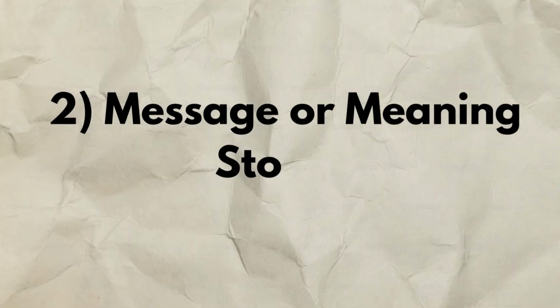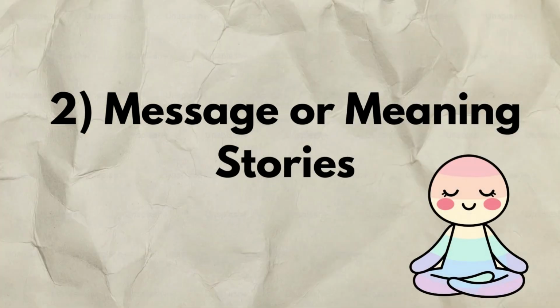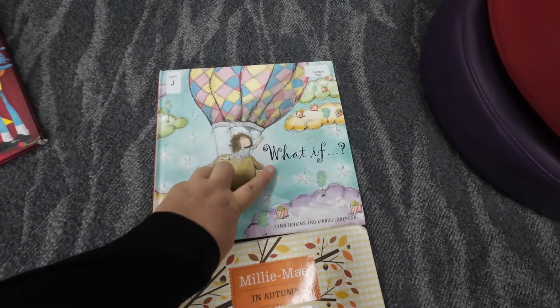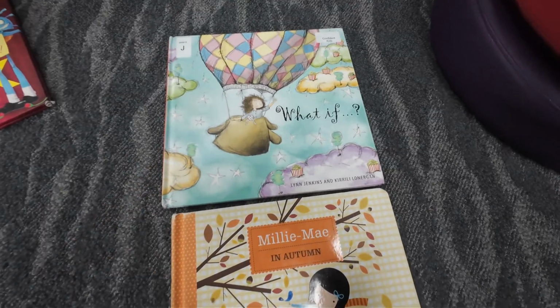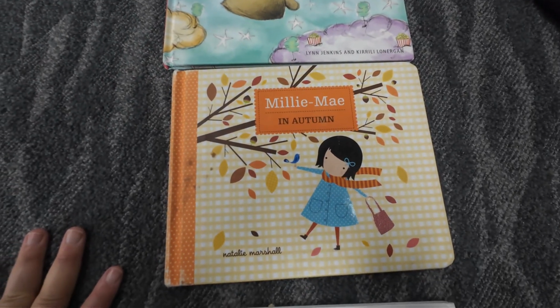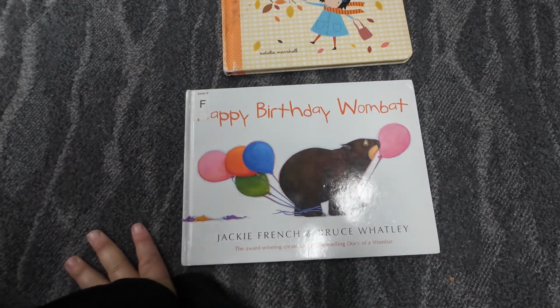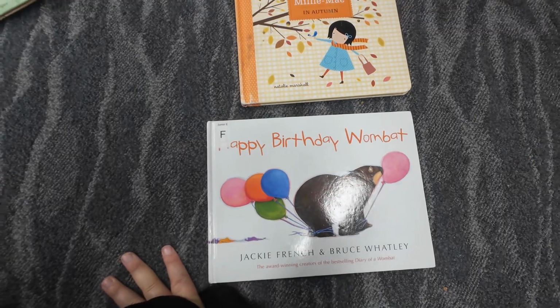The second category the books fall into is message or meaningful stories. These are stories that explore a message and a concept, but it's through a story. So concepts or life lessons that can be taken away from the story are things like feelings, emotion, kindness, friendship, safety, but they have a story. So the children have to follow along with the comprehension of the story and take away the life lesson at the end of it.